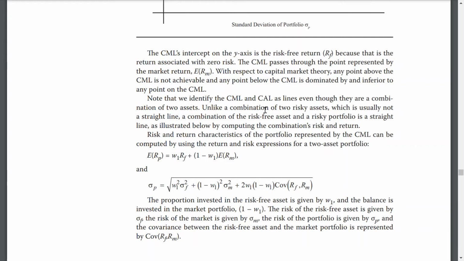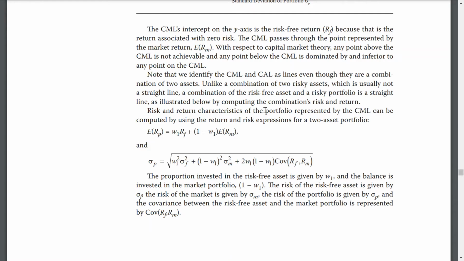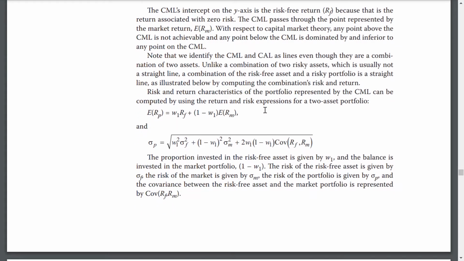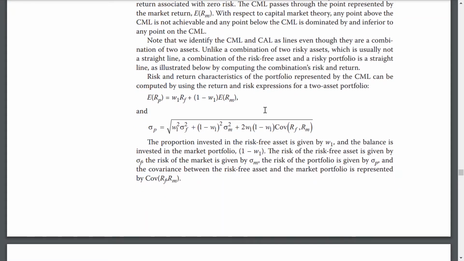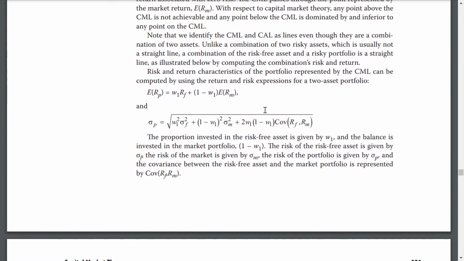Note that we identify the CML and CAL as lines even though they are combinations of two assets, unlike a combination of two risky assets, which is usually not a straight line. A combination of a risk-free asset and a risky portfolio is a straight line, as illustrated below by computing the combinations of risk and return. The risk and return characteristics of the portfolio represented by the CML can be computed by using the return and risk expressions for two-asset portfolios.